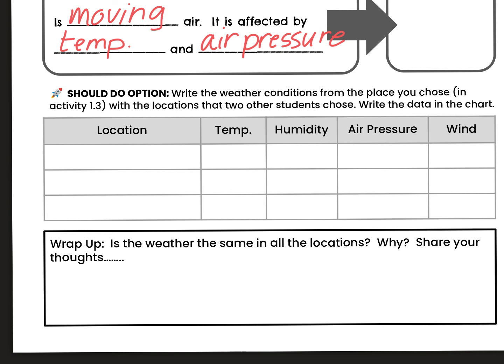In this activity, you will need to get back out your worksheet for activity 1.3. Let's take a look at the should do directions. It says write the weather conditions from the place you chose in activity 1.3 with the locations that 2 other students chose. Write the data in the chart. When you're done, take a look at the data and then answer this wrap-up question.